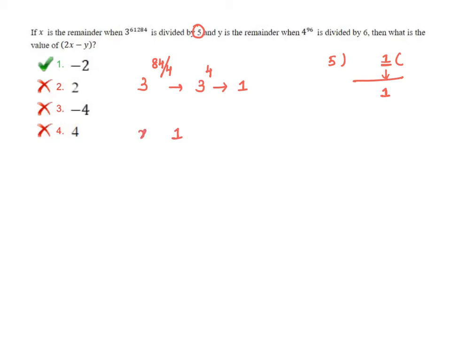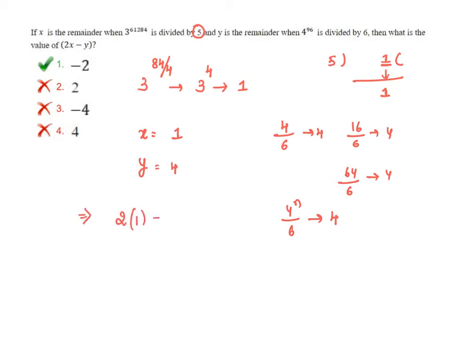And this is x. y is the remainder when 4 power 96 is divided by 6. Just divide 4 by 6, remainder is 4. Divide 4 square by 6, remainder is 4. Divide 4 cube by 6, remainder is 4, which means 4 to the power of n, if you divide it by 6, the remainder is going to be 4. Therefore, y value is 4. He is asking you the value of 2x minus y, that is minus 2.